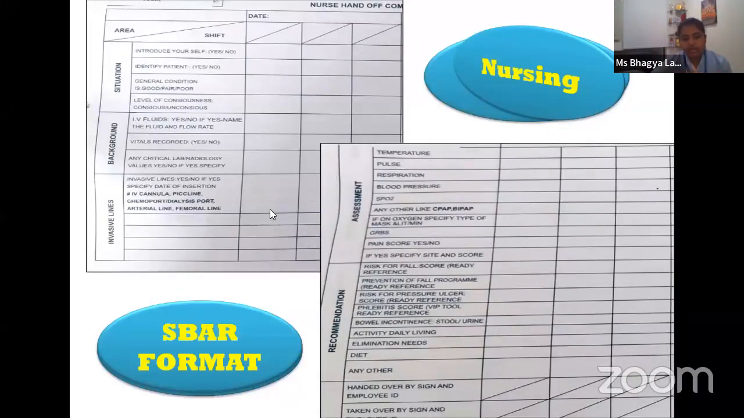Any bowel incontinence, activities of daily living, any elimination needs, what diet the patient is on, and any other specific things which you want to tell the other nurse, we have to document, and we have to put the date, sign, and the name. Next slide.